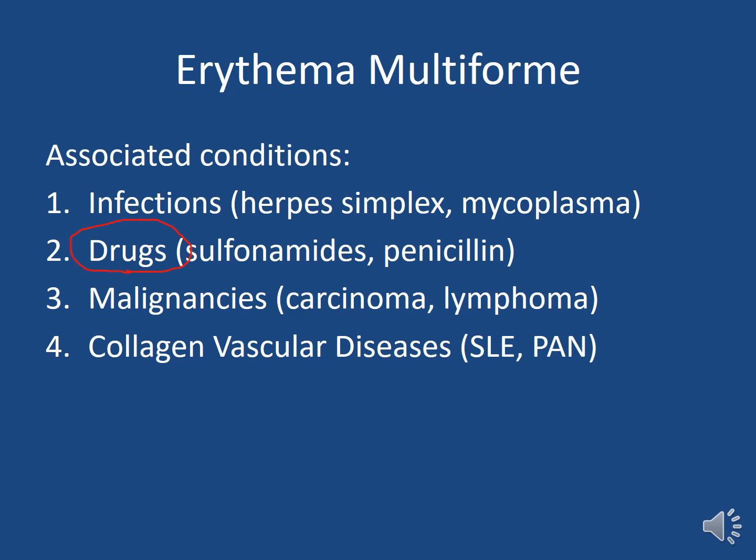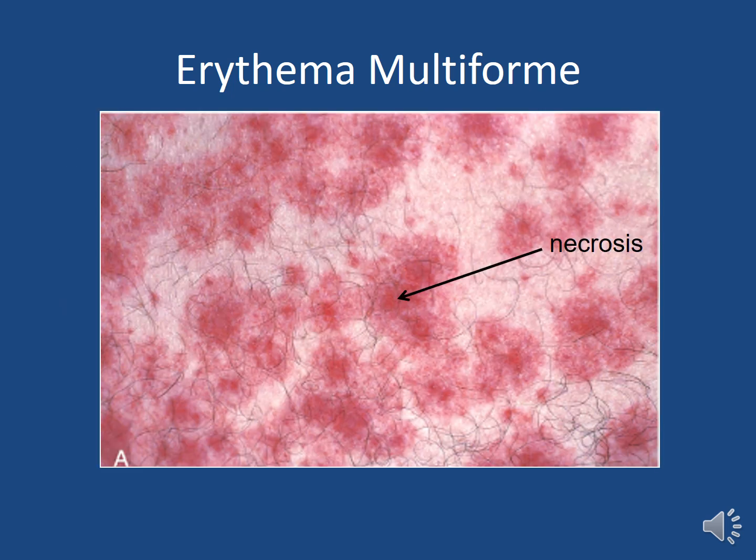Okay, so particularly to these drugs. And then sometimes erythema multiforme may develop because of infections, because of the presence of underlying malignancy, or because of an autoimmune disorder such as SLE and polyarteritis nodosa. This is the reason why this condition is called by such name, erythema multiforme.